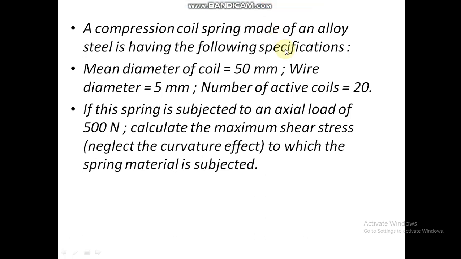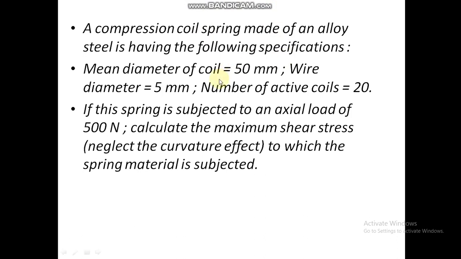Students, this is Springs part 3, and in this video we will discuss some of the numerical problems from the chapter of springs. We will start with the simple questions and then we will move forward. So let's see the statement. A compression coil spring made of an alloy steel is having the following specifications.